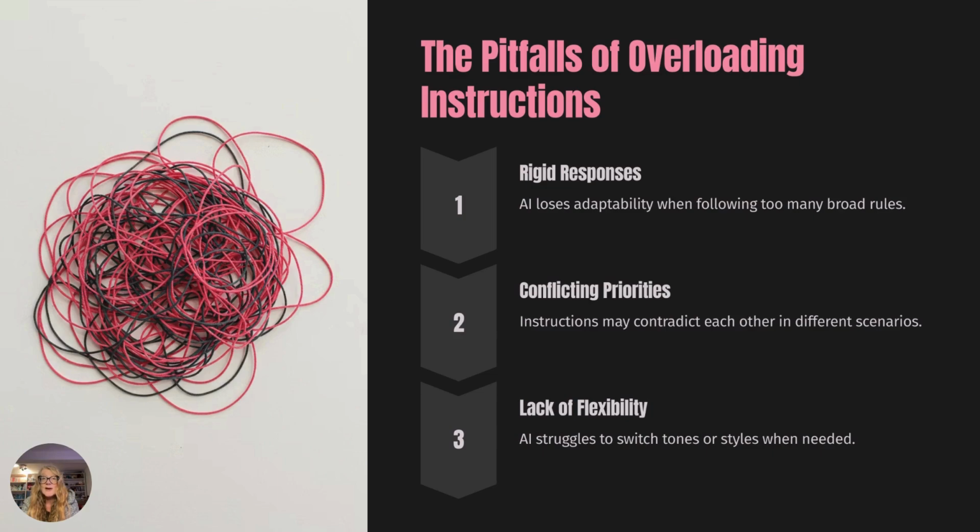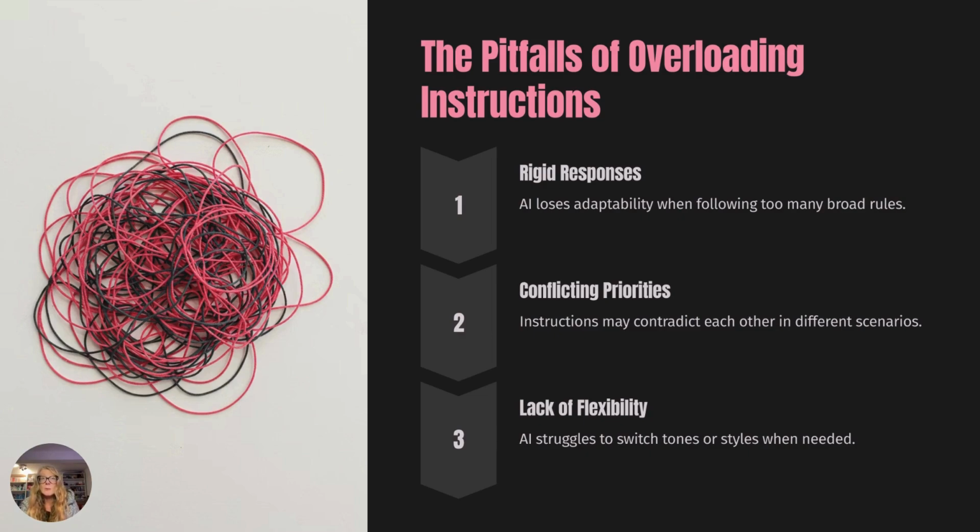So, when you overload AI with complex instructions, three things can happen. First, it can lead to rigid responses. Instead of adapting naturally to different tasks, the AI forces all answers into a narrow framework, making it less flexible when you need different tones or styles. Secondly, it can create conflicting priorities. If you tell AI to always be concise, but in a prompt you also say to provide detailed explanation, which one should it prioritize? Overly complicated guidance can result in responses that don't quite fit what you actually need in that moment. And thirdly, it can cause unnatural sounding responses.